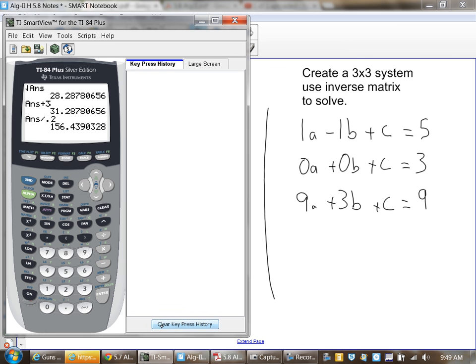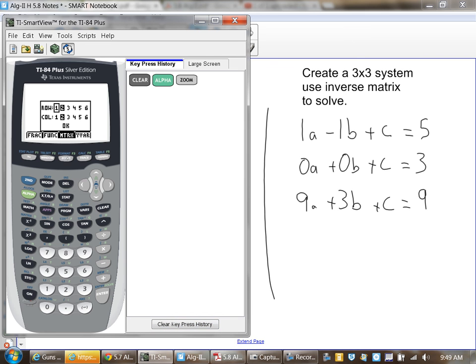When you go to your matrix, remember the shortcut, alpha zoom? I need to create a 3 by 3. Do you agree with that? 3 variables, 3 equations. We're going to create a 3 by 3.